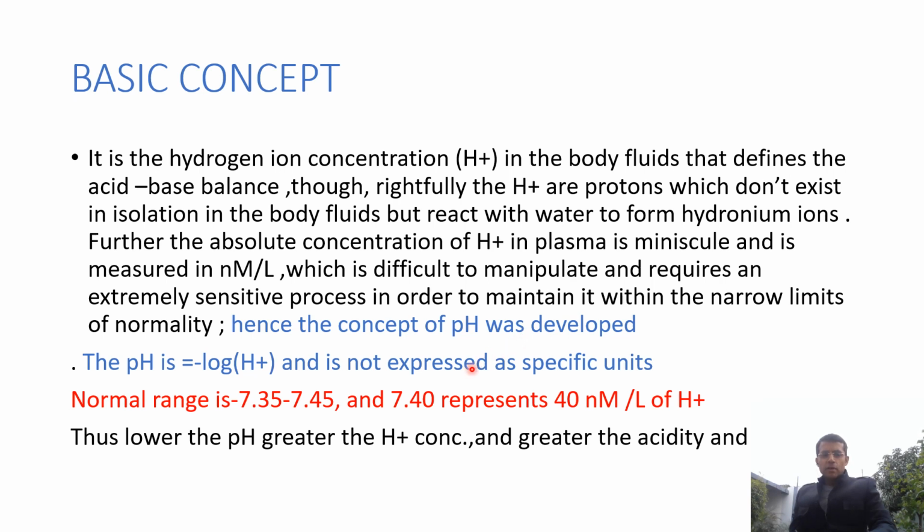pH is negative logarithm of hydrogen ion concentration and is not expressed as specific units. Normal range is 7.35 to 7.45. So 7.40, when we say, it represents what? 40 nanomoles per liter of hydrogen ion concentration. Lower the pH, greater the hydrogen ion concentration, and vice versa.